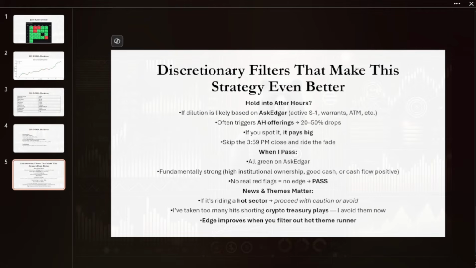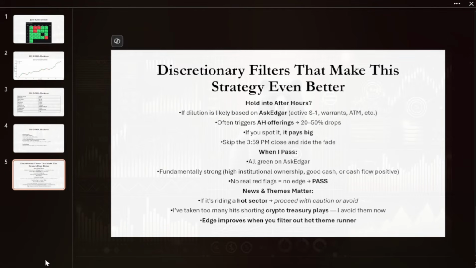Discretionary filters that I think would make this strategy even better: potentially holding into after hours if dilution is likely based on Ask Edgar, if they have any active S-1s, warrants. I will tend to hold stocks like that into after hours if I think there's a high probability of a dilution or offering in after hours, which can lead to a 20 to 50% plus drop. So if you spot it, it pays big. So a tweak would be skipping the 3:59 p.m. close and riding as it fades down if it's kind of a trash ticker.